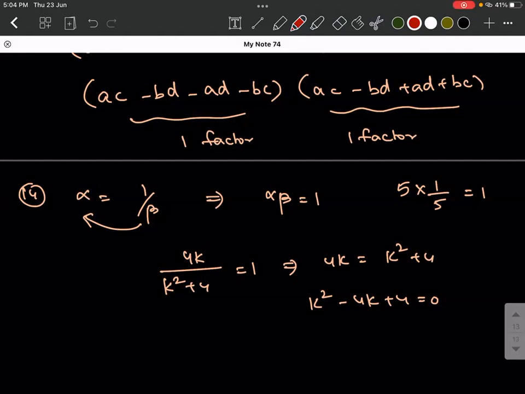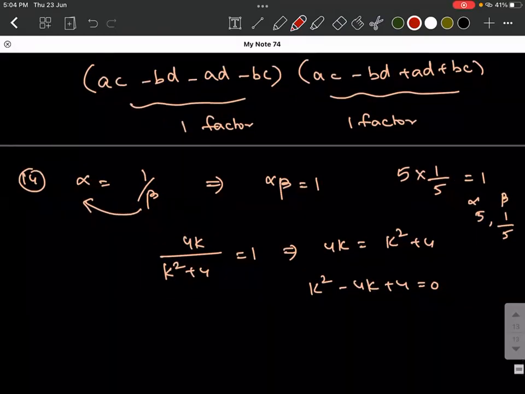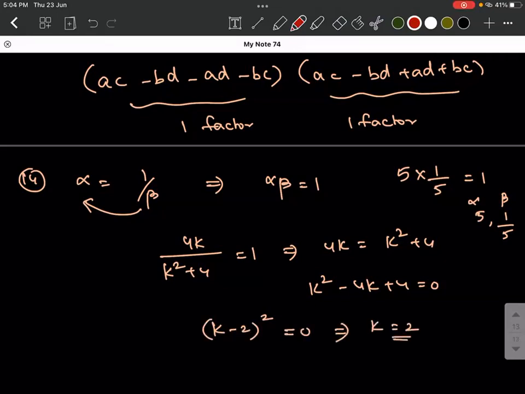They didn't say that alpha and beta are the same. Alpha and beta, they are not the same still. If alpha is 5, beta will be 1 by 5. How is 5 and 1 by 5 the same number? So this is alpha, this is beta. But when I multiply 5 and 1 by 5, what will I get? 1 only, no? That is what I meant. So k square minus 4k plus 4, so it is k minus 2 the whole square is 0, which implies k is equal to 2. Is there an option? Yes. Clear?